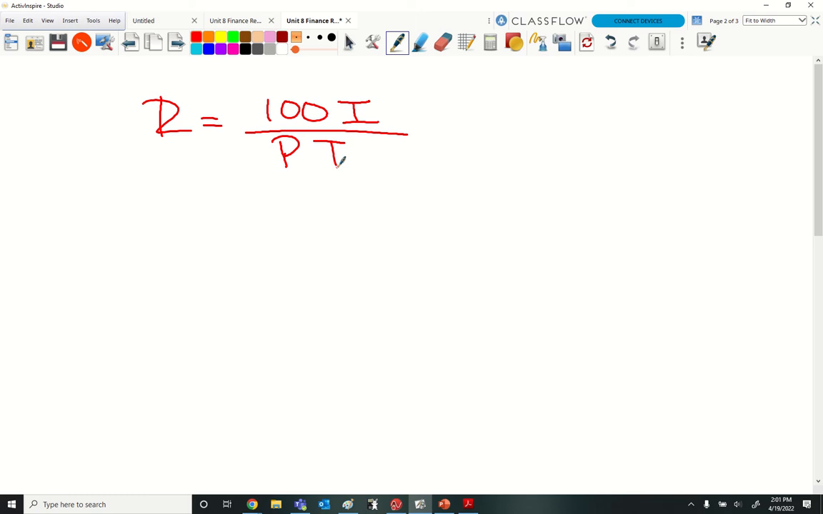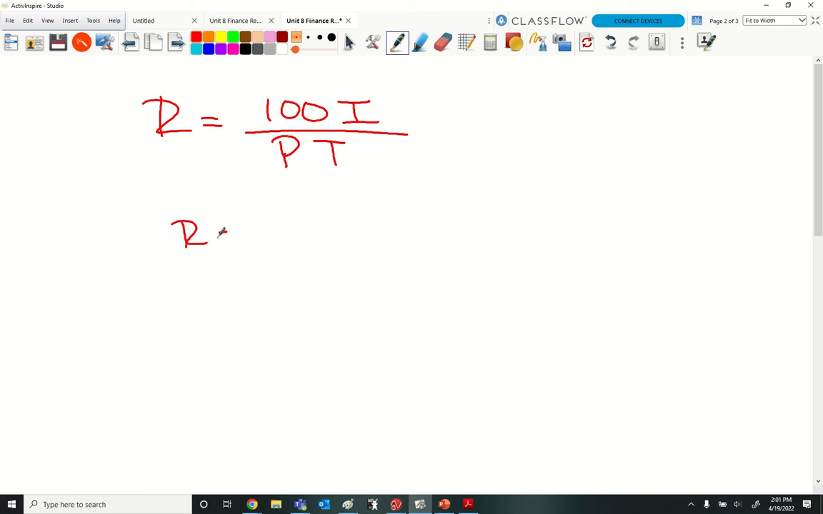Those are in there. In what formula? Yeah, it is 8.1. Wow, that's not very helpful. Be like, yeah, I glued the whole thing down. There's the backside to that page. All right, so R equals 100 I divided by PT, right?